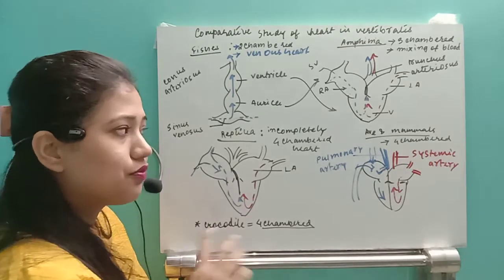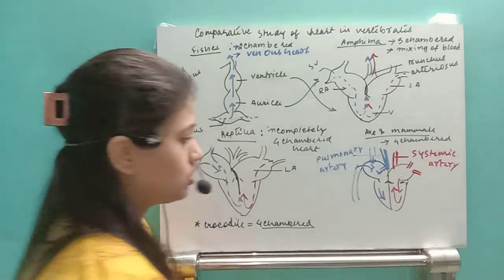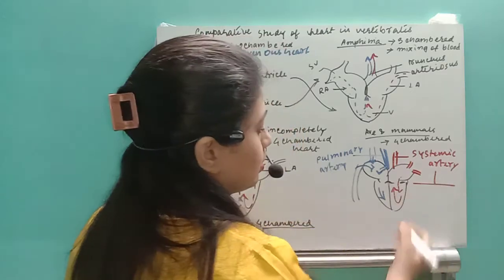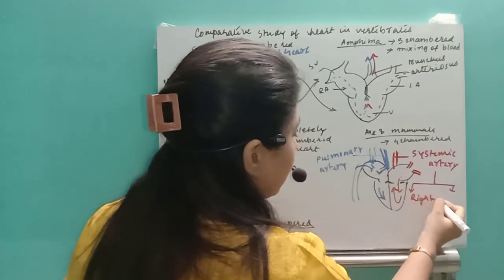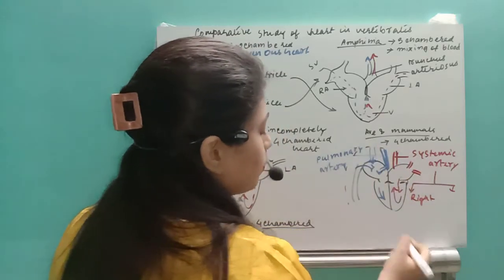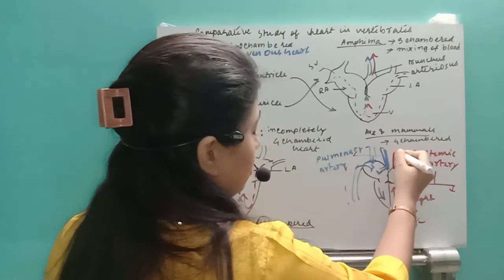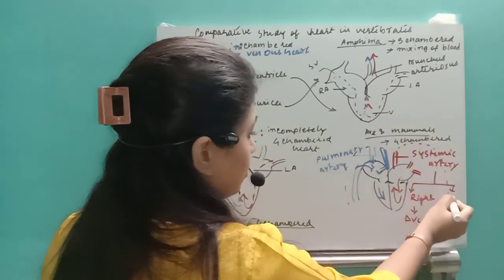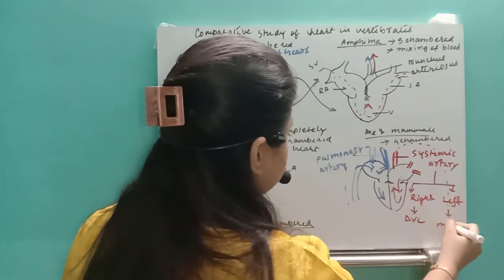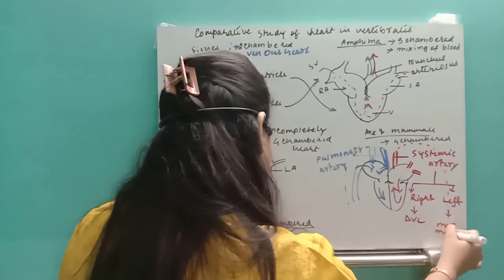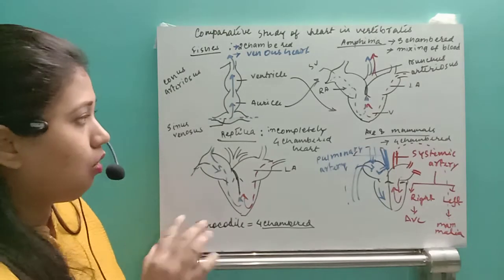Now here there is a difference between the heart of the apes and the mammals. What is the difference? If the systemic artery is twisted to the right side, we call this the heart of the ape. And if the systemic artery goes to the left side, then it is the heart of the mammals. Okay, so this is the heart of all of the vertebrates.